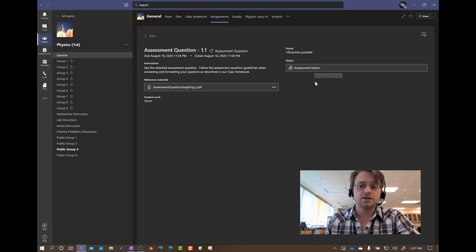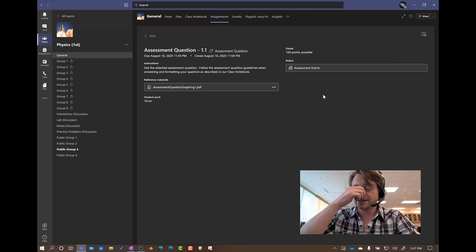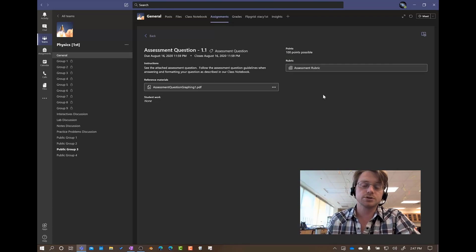The rubric is there, but we already talked about the rubric in class, and it's in the assessment question guidelines portion of our class notebook. Instructions are here. See the attached assessment question. That's this guy, where my mouse is. Follow the assessment question guidelines when answering and formatting your questions described in our class notebook.